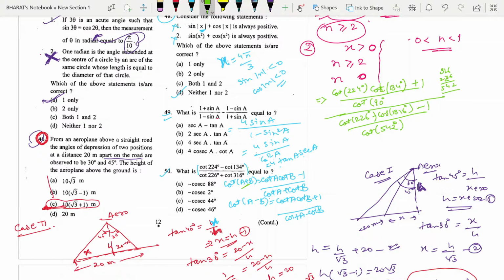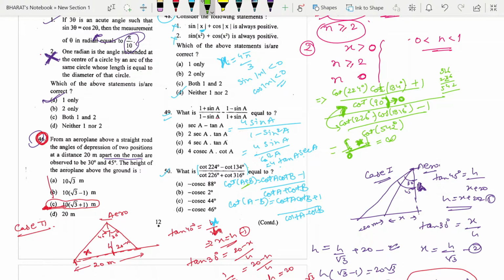We know cot of 90 degree, how much is it? Cot of 90 degree is 0. So it comes 1 upon 0, not exactly 1. It should come upon something; I am letting it be x upon something, because this will come in the numerator or denominator only. So this part will come 0, so it will come to infinity.